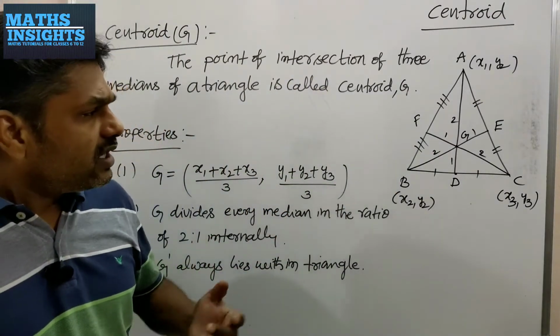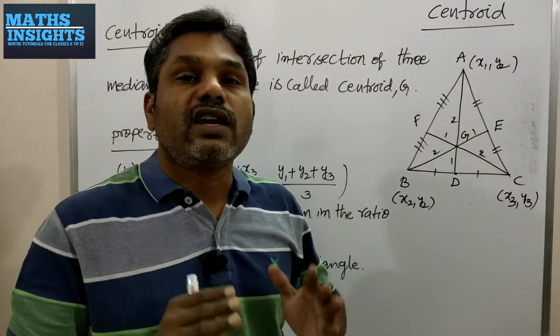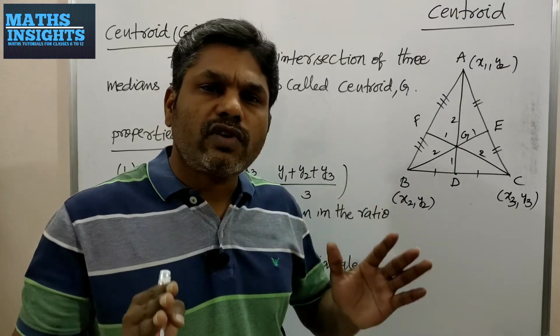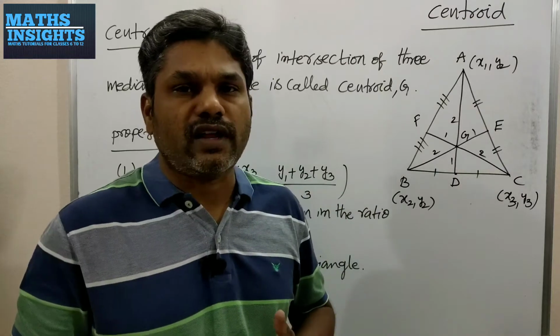The third and most important point says that the centroid G is always inside the triangle, whatever the type of triangle may be. It may be acute, obtuse or right angle triangle.